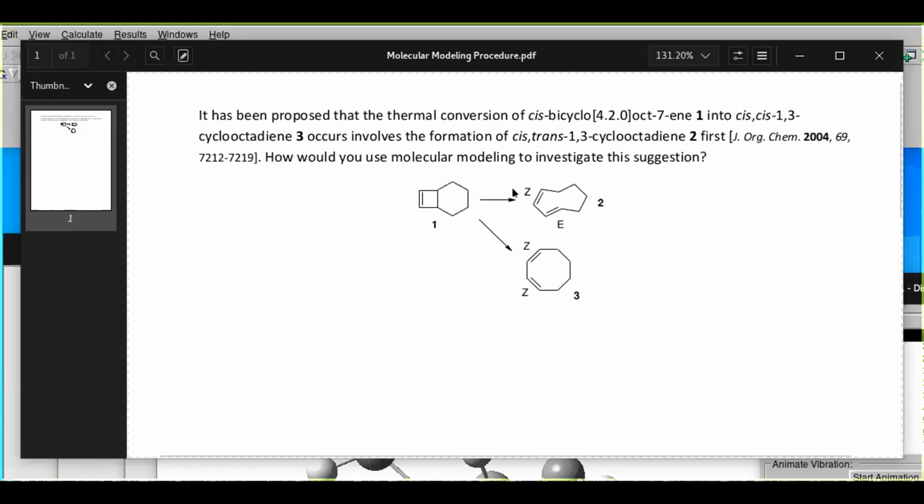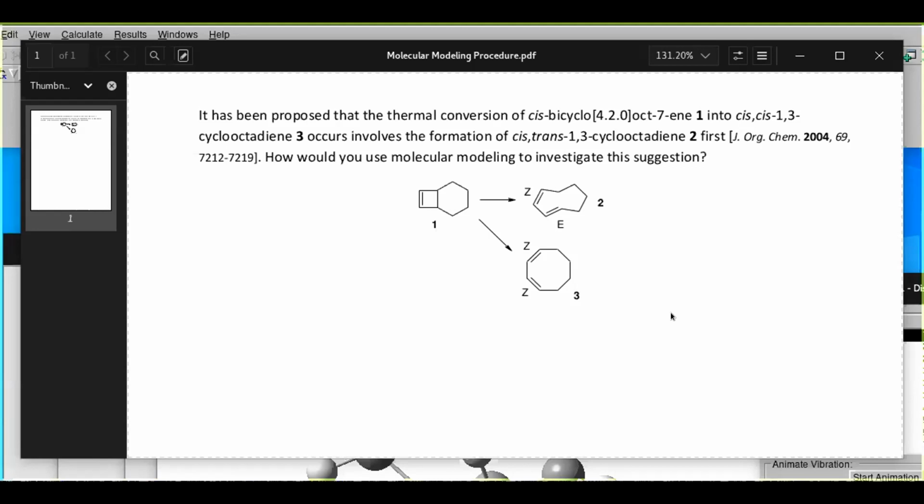And then we had a look at the other side of the scan, we optimized, we found that it was 2. So what we've got is we have an energy value for the starting point, we've got an energy for the transition state, and we've got the energy for a product. So certainly, the evidence that we have collected so far really does seem to suggest that 1 forms 2 first before going on to 3.